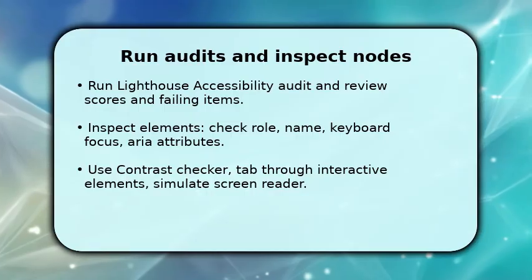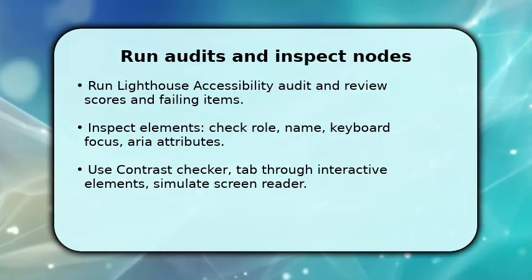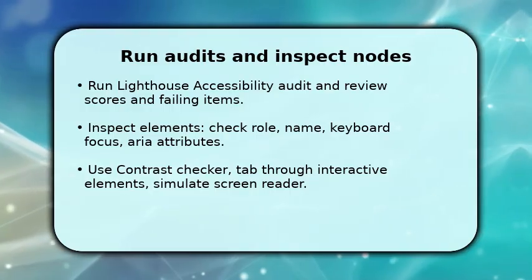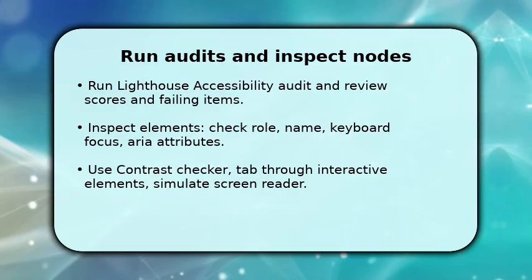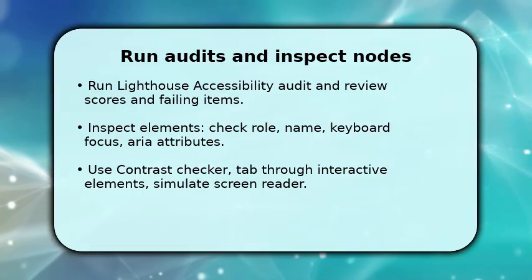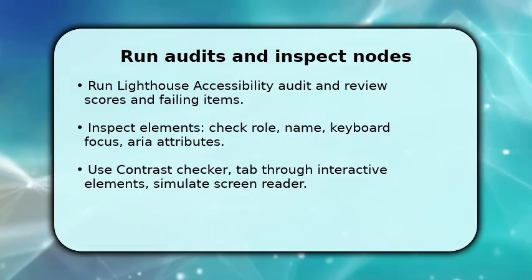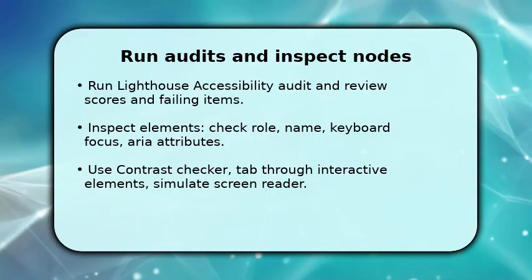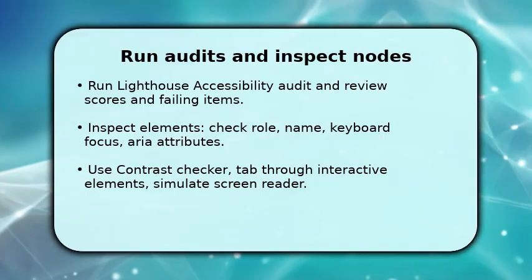Now run a Lighthouse audit focused on accessibility to get a prioritized list of issues. Review failing items to guide your manual checks. Then, select a problematic element in Elements and open the Accessibility pane to read computed role, accessible name, and properties. This explains why screen readers behave a certain way.